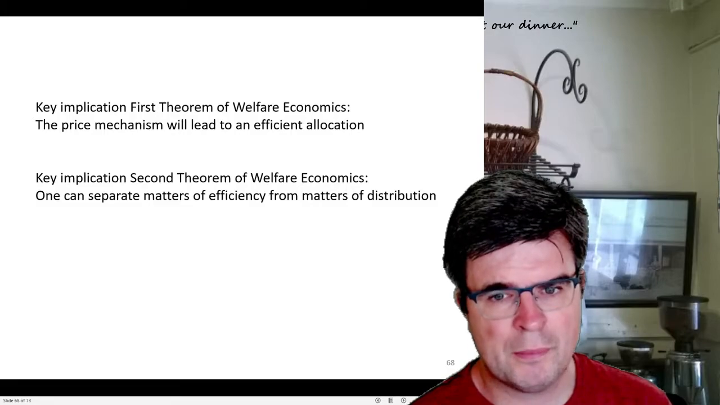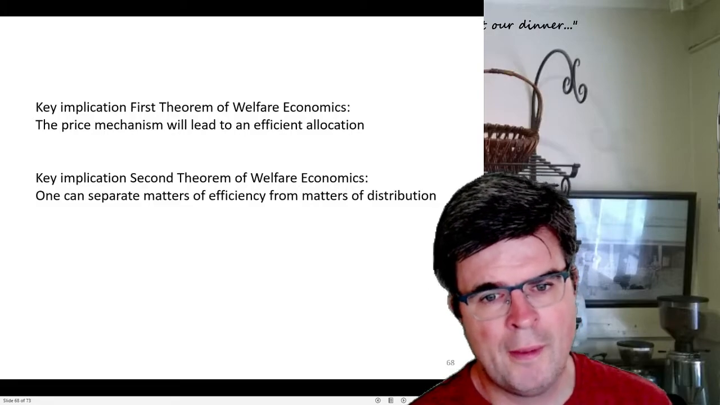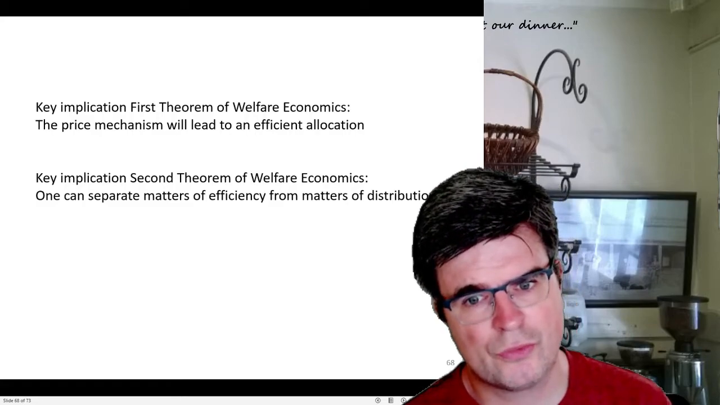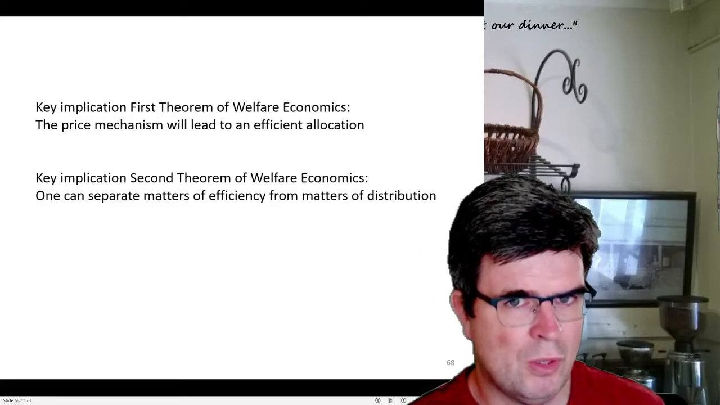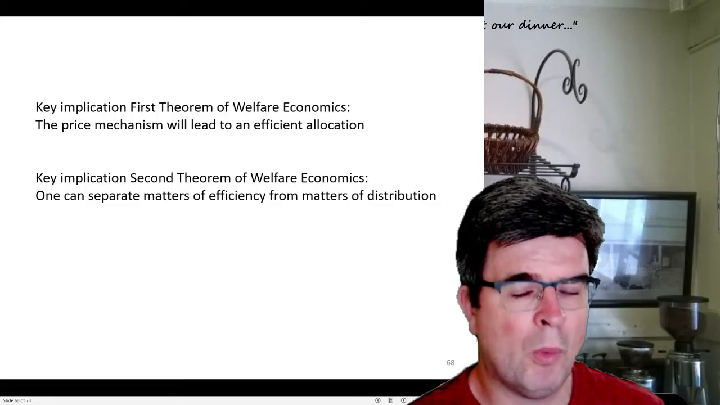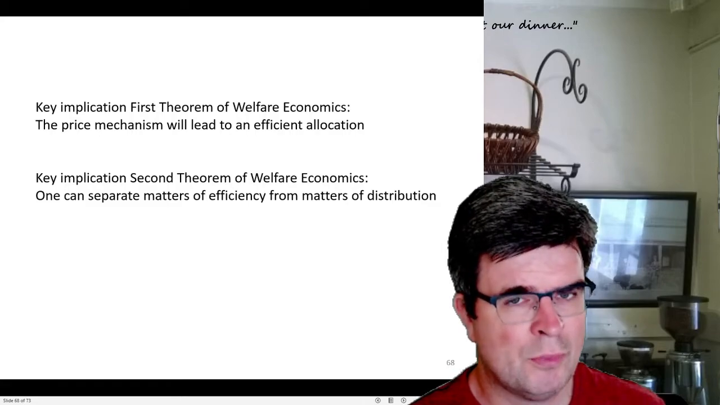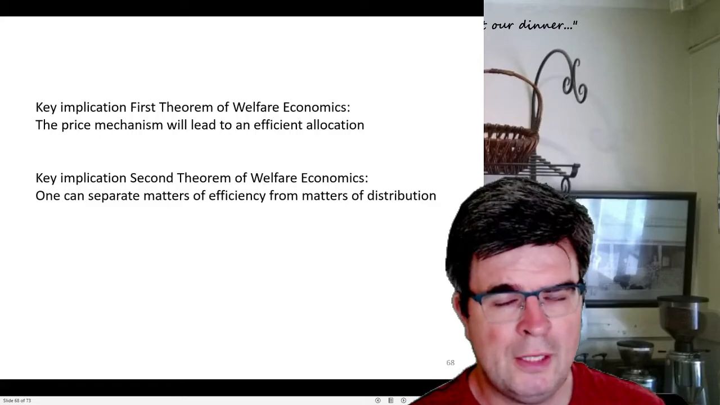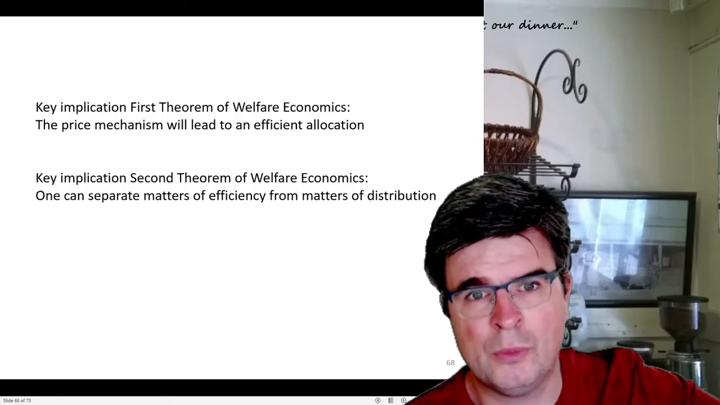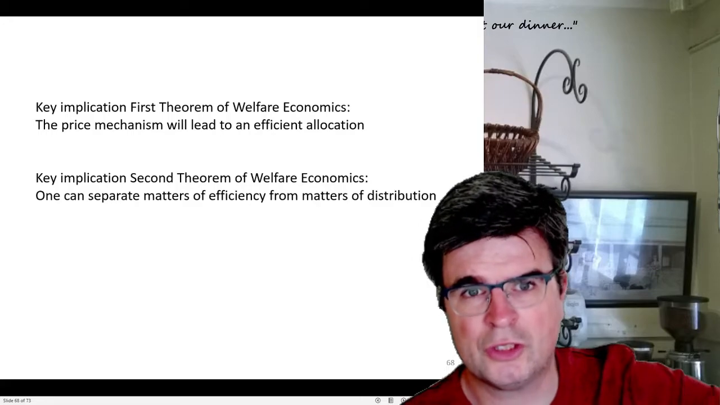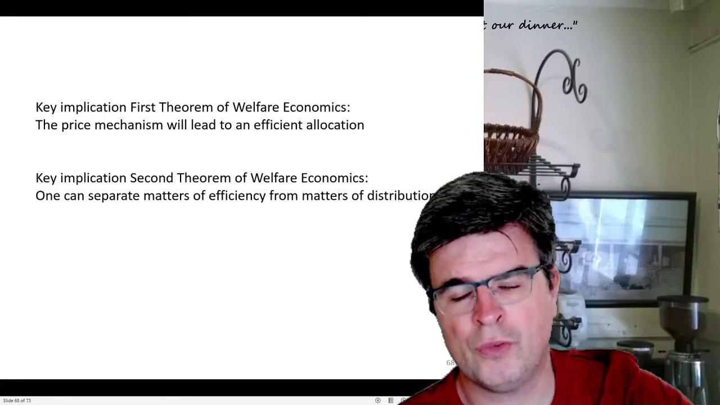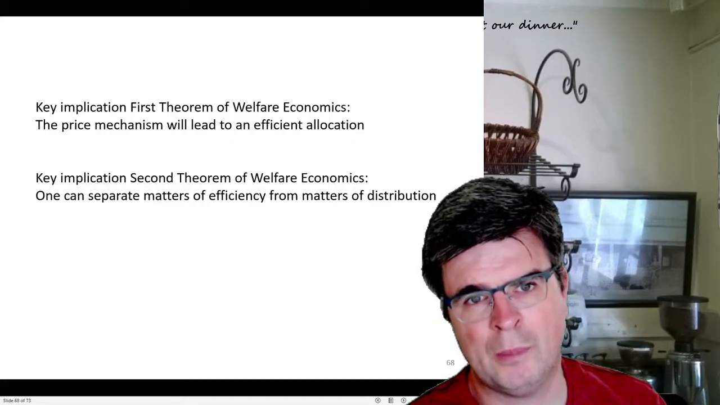And the second theorem of welfare economics is also important because it tells you that you can separate matters of efficiency from matters of distribution. So you may like one Pareto efficient outcome more than the other one. And the second welfare theorem says, well, you can reach any Pareto efficient outcome that you want, and you can leave that to the price mechanism, but you can just tweak the initial allocation such that you will arrive at your Pareto efficient outcome of choice.